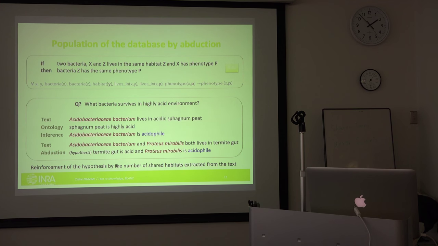If we can propagate information from this habitat to other habitats and other species, this is a powerful way to expand the database. Obviously, this is risky because it may happen that it is not acid. But this hypothesis could be reinforced by the number of cases where we find that Proteus mirabilis is acid. And if there is a high number of converging hypotheses, this may confirm this phenotype.